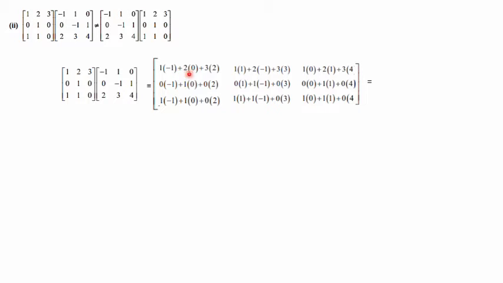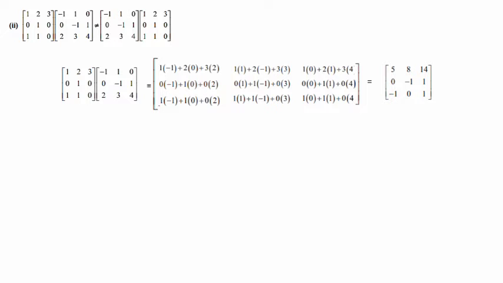Next we will do the calculation, that is 1 into minus 1, that is minus 1 plus 0 plus 6, that is 6 minus 1, 5, it's mentioned here. Next is 1 minus 2 plus 9, so 9 plus 1, 10, 10 minus 2 is 8, it is mentioned here. Here it is 0 plus 2 plus 12, so 12 plus 2 is 14. Next is 0 into minus 1 is 0 plus 1 into 0 is 0 plus 0 into 2 is 0, so entire term is 0, that is mentioned here.